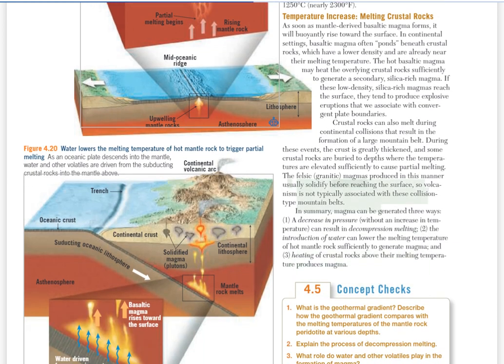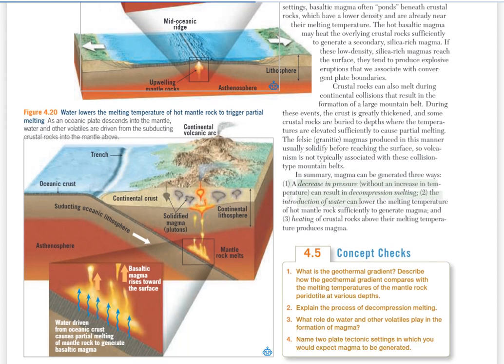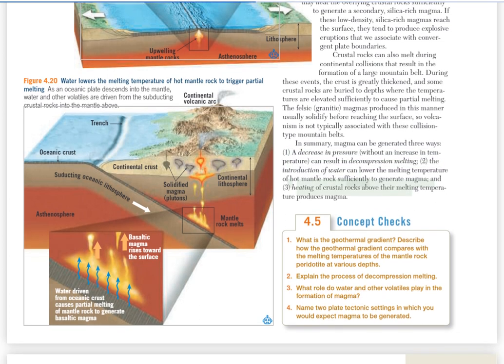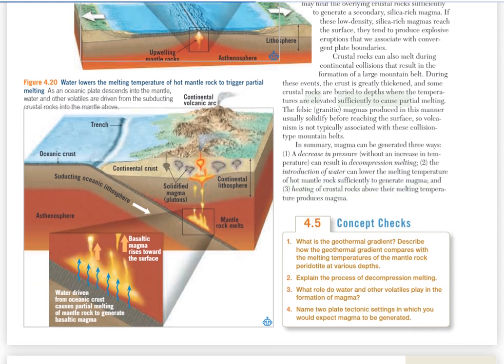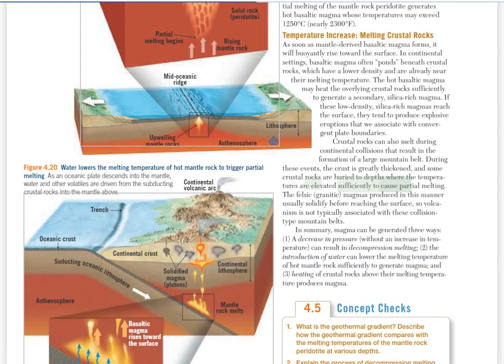1. What is the geothermal gradient? Describe how the geothermal gradient compares with the melting temperatures of the mantle rock peridotite at various depths. 2. Explain the process of decompression melting. 3. What role do water and other volatiles play in the formation of magma? 4. Name 2 plate tectonic settings in which you would expect magma to be generated. 4.5 Concept checks.